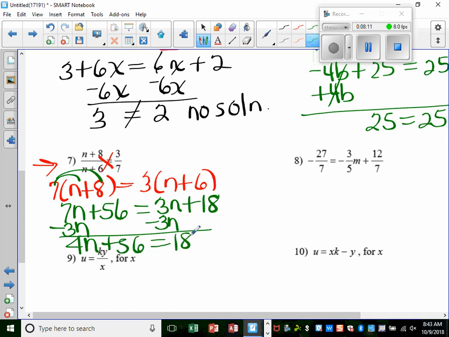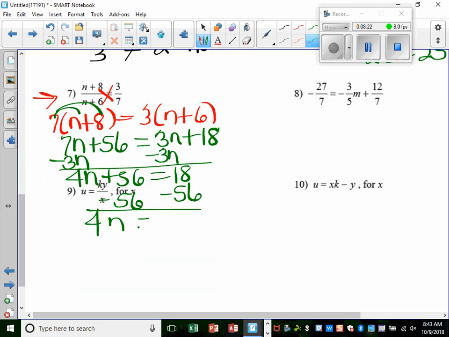So I end up with 4n plus 56, so I'm going to subtract 56. When I subtract 56, what does that equal? It was 18 minus 56. This is your review. How much? Negative 38. And then when I divide by 4, you want to reduce that to negative 19 over 2. They're even numbers, so divide both by 2, or you can have your calculator reduce it for you.